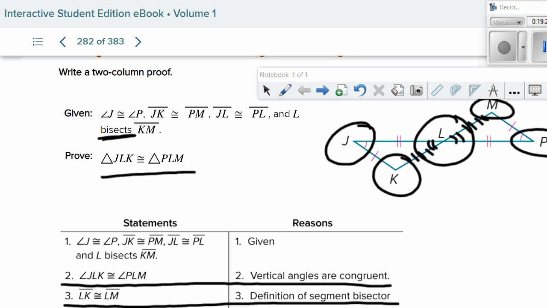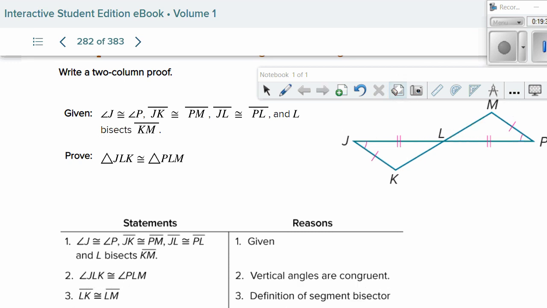I'd highlight this example right here. That would be something that you'd have to do. We're going to get back into what bisecting means: it cuts it into 2 equal halves. We have to know what vertical angles are, and you're going to use that all the time. So if you know your stuff, proofs are pretty easy. You just have to make sure that you can state things are equal, like the segment bisector and then the vertical angles. You have to state what's now equal when you're given that situation.